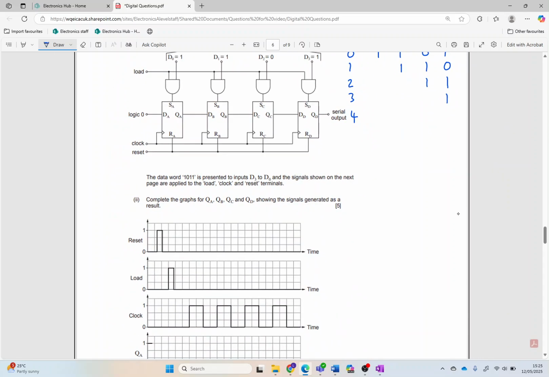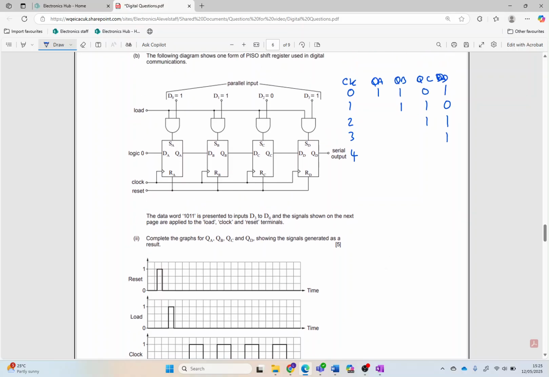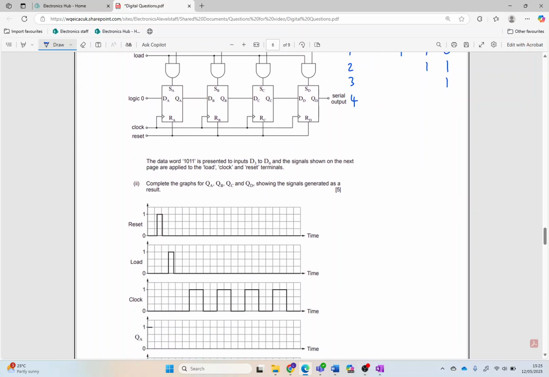So first of all, reading down our columns. So QA is, beg your pardon, I'm going to reset there. So at that point in time, therefore, that will go to a reset.